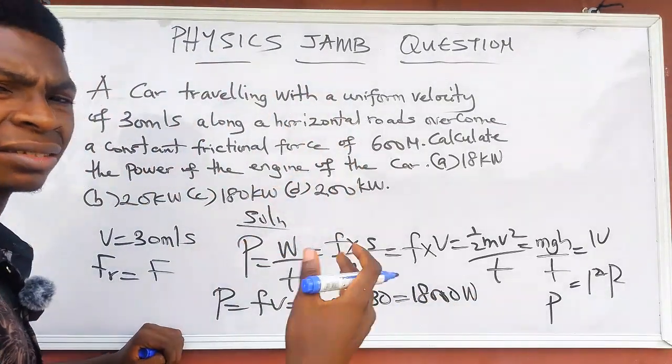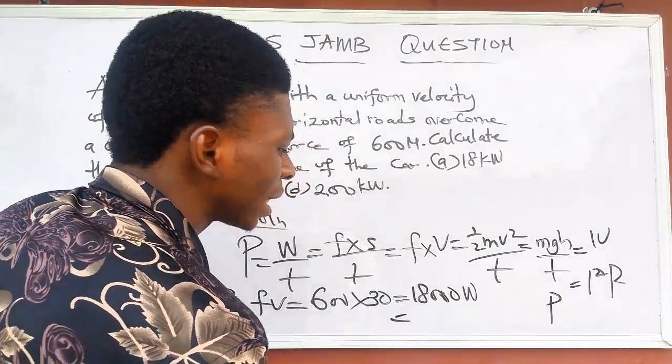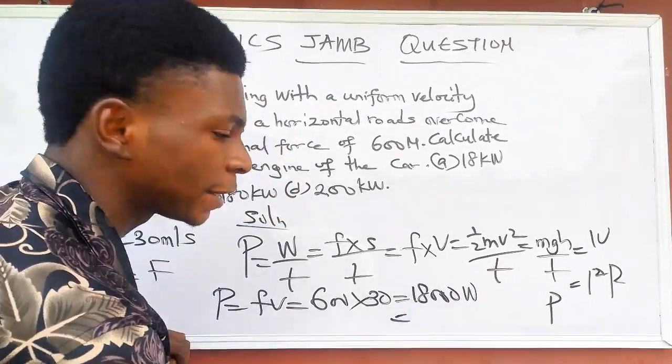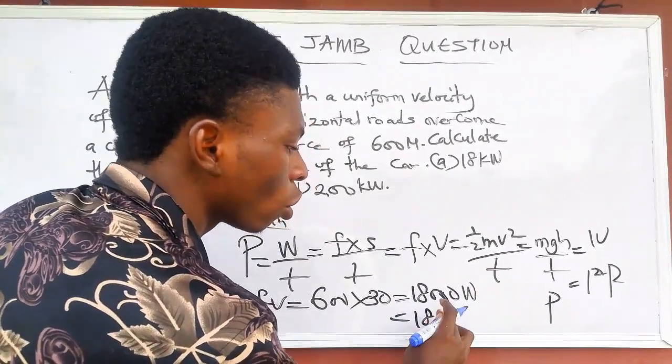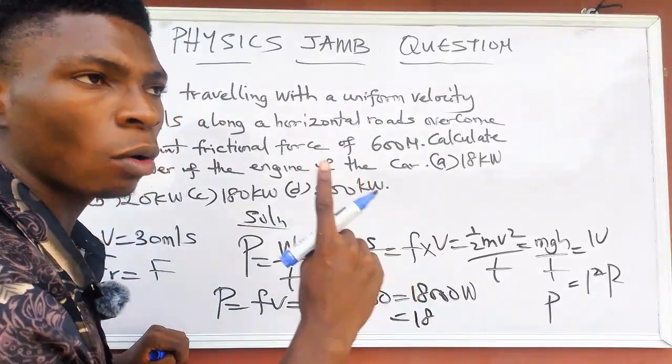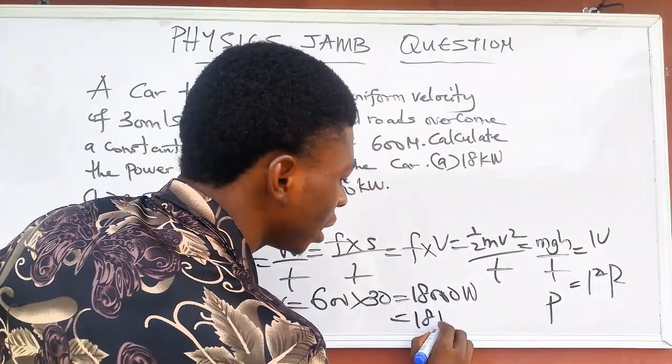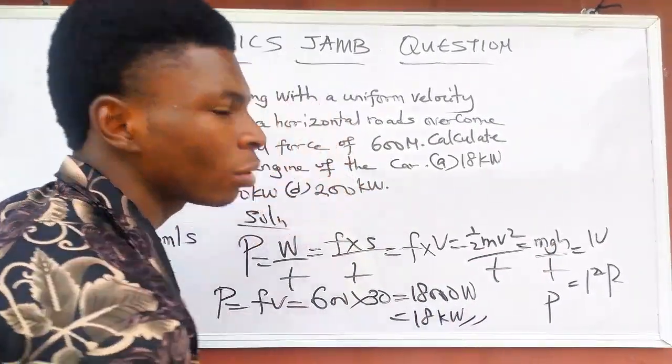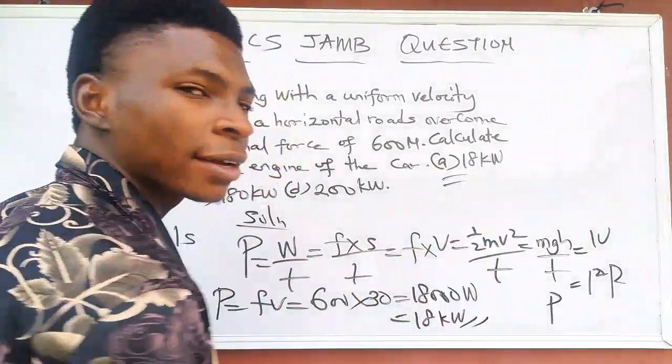18,000 watts. This one is too much, so we're going to reduce it. That will be 18 because 1,000 is kilo. So that will be 18 kilowatts. Very simple, like ABC, 2.5 marks in your JAMB.